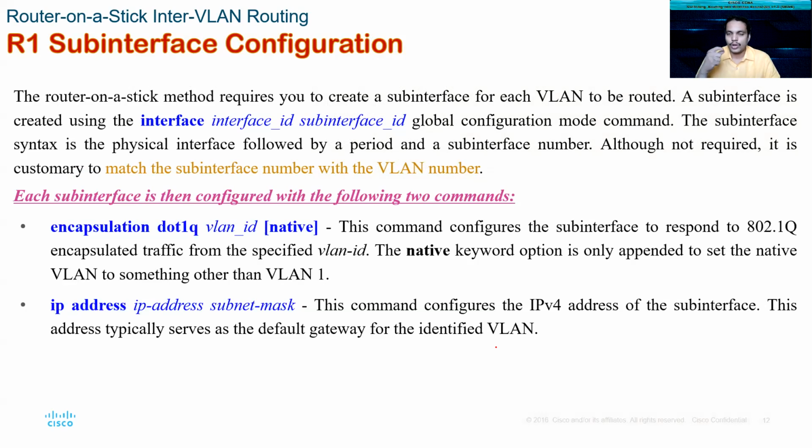Then we need to implement 2 commands. The first command is encapsulation dot1q followed by the VLAN number. In case you are assigning the native VLAN, then you use the native keyword. Only the native keyword is used if you are assigning a different native VLAN other than VLAN 1. Usually VLAN 1 is the default native VLAN, and in some cases you will be asked to change the native VLAN number. In those cases only you assign the native keyword. Otherwise, you simply write encapsulation dot1q and the VLAN ID.